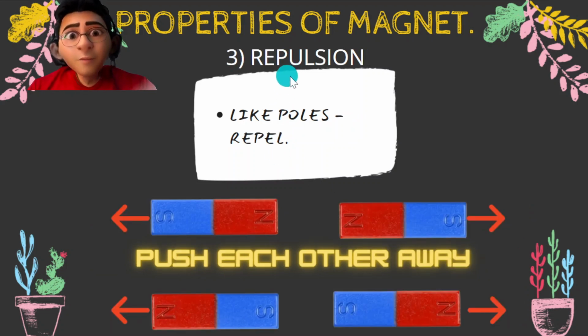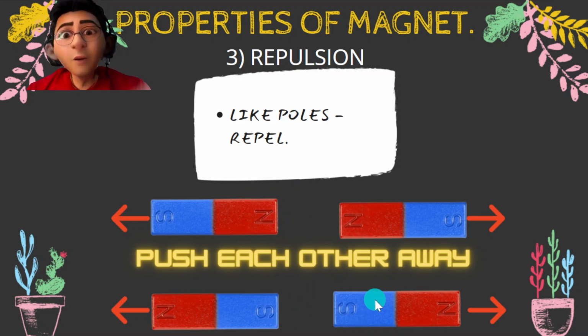The third property is repulsion. Like poles repel. So here you can see the magnet N with N. Here S with S. Like poles push each other away. N with N will push each other away. It's the same with this. It will push each other away. Menolak here, it will repel N with N. S with S will push S away.